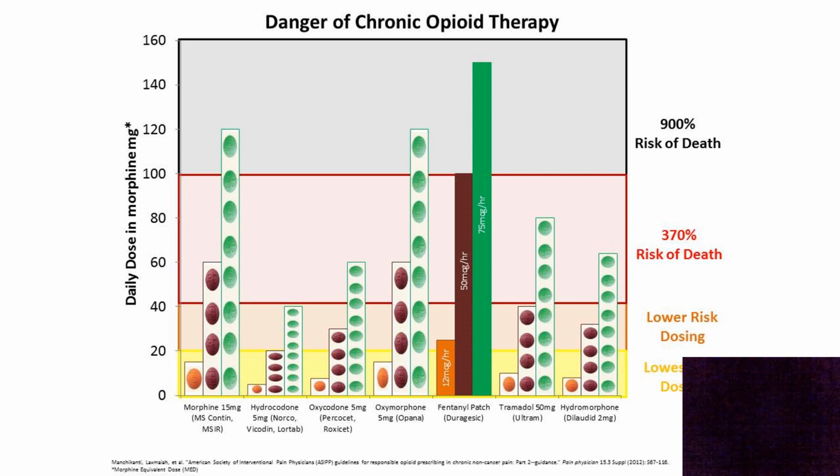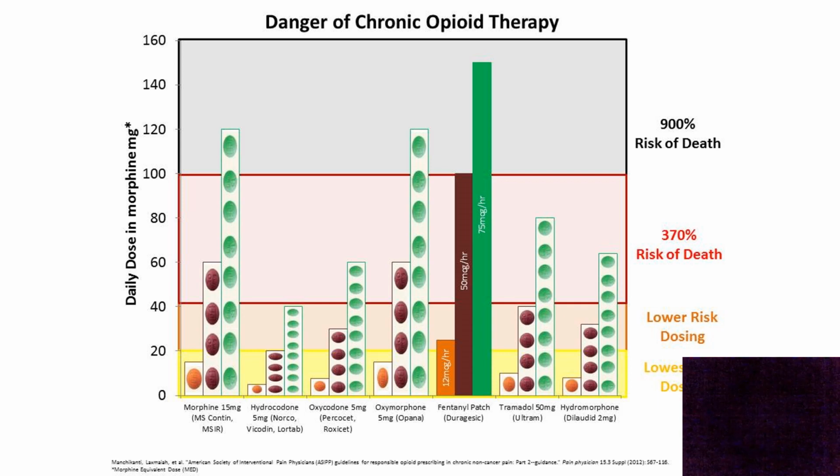And what you find is that a safer regimen is considered less than 40 morphine equivalents per day. And this assumes that you're healthy, you don't have a co-prescription of a benzodiazepine, things like that. So this is all comers, and when we talk about safety, that's what we're talking about.